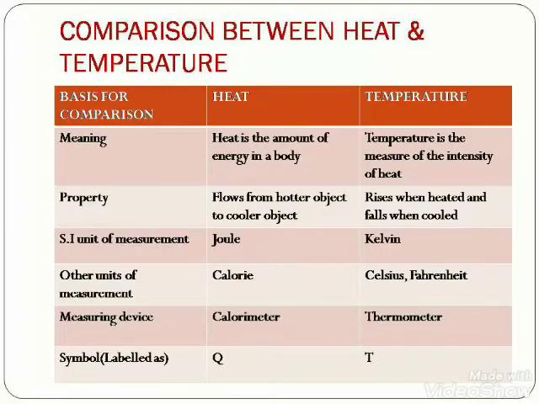The SI unit of heat is Joule. The SI unit of temperature is Kelvin. The other unit of measurement of heat is calorie. The other units of measurement of temperature are Celsius and Fahrenheit. Measuring device for heat is the calorimeter. Measuring device for temperature is the thermometer. The symbol of heat is Q. The symbol of temperature is T.